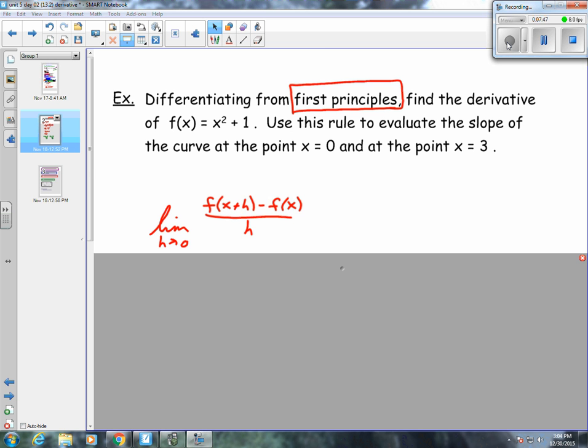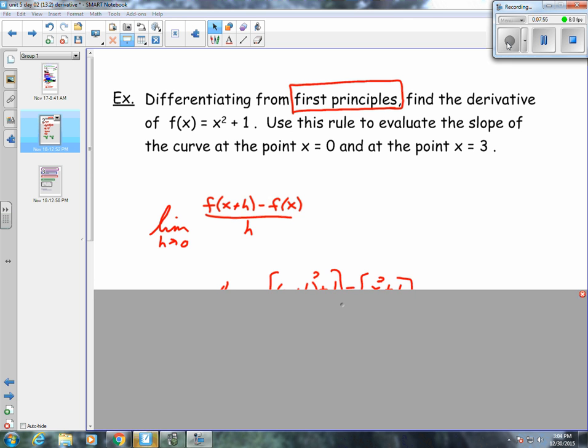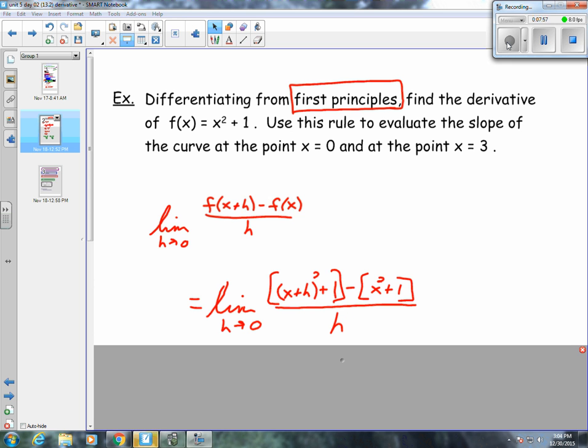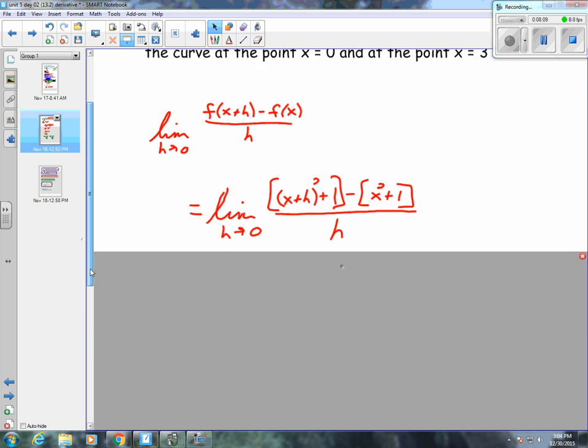Okay, so in this case, our particular function is x squared plus 1. So what is f of x plus h? Well, that's going to be (x plus h) squared plus 1, and then minus f of x, all over h. So let's go ahead and simplify this expression.